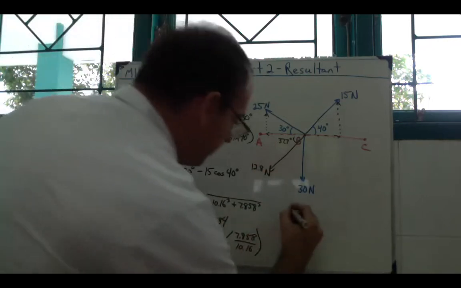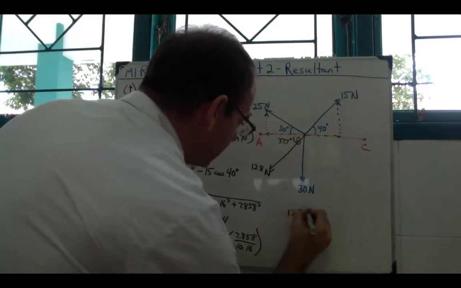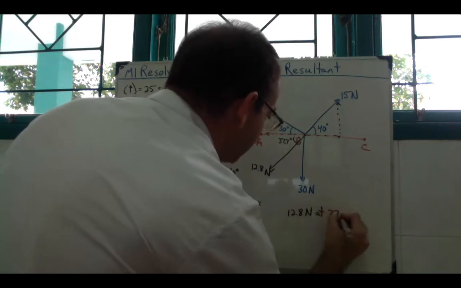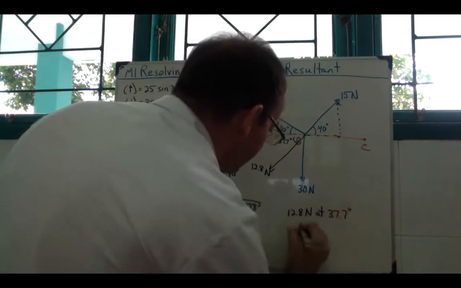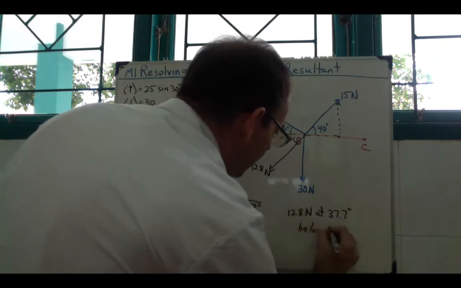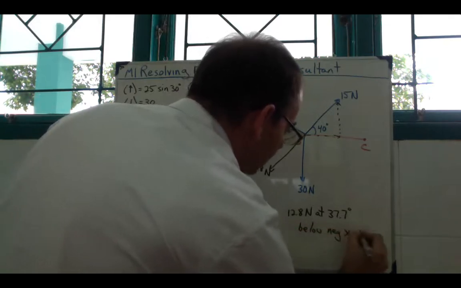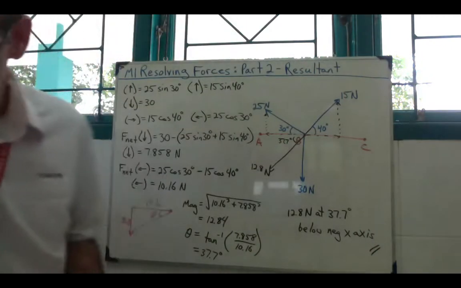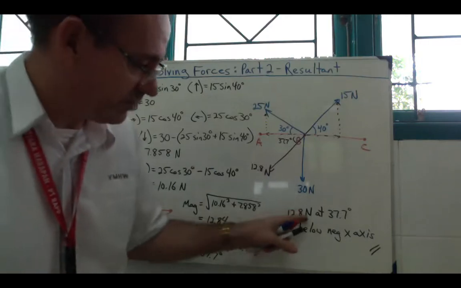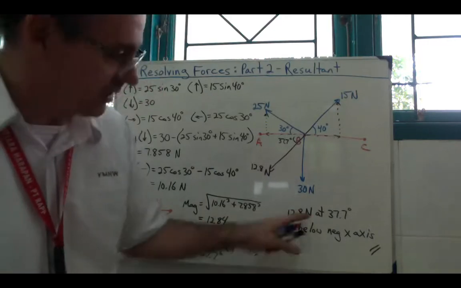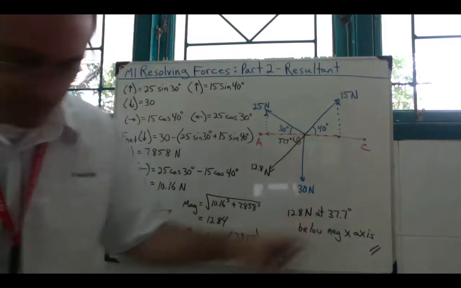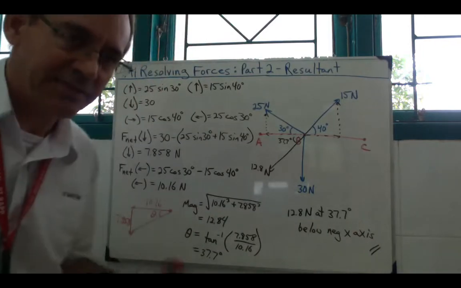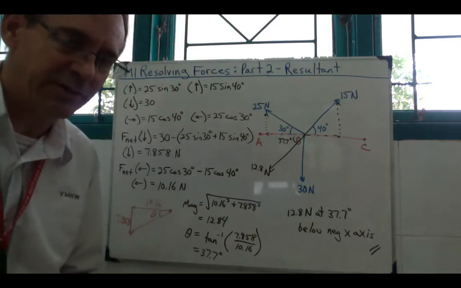So we can say 12.8 newtons at 37.7 degrees below the negative x-axis. So that's how I would state it there. 12.8 newtons, that's the magnitude, in the direction or at 37.7 degrees below the negative x-axis. Okay, so that's magnitude and direction. That was the first part of the question.